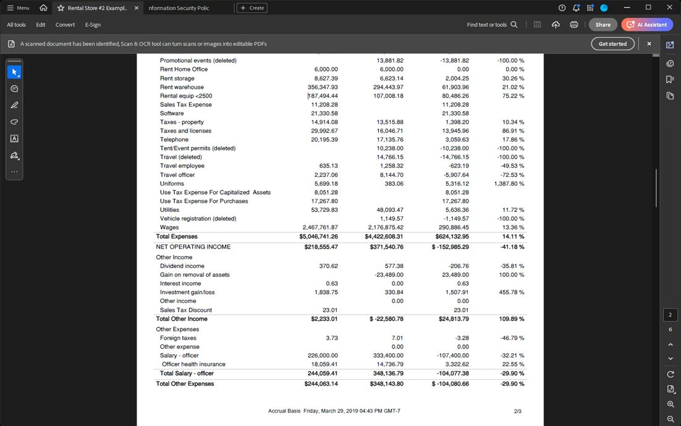Then we have the officer compensation though. So the owner of the business, this is 100% owned as an S entity. There's officer compensation of 226,000 in 2018 and 333,000 in the prior year, plus health insurance. So this particular business, 244 versus 348. So that's a $100,000 change year over year.